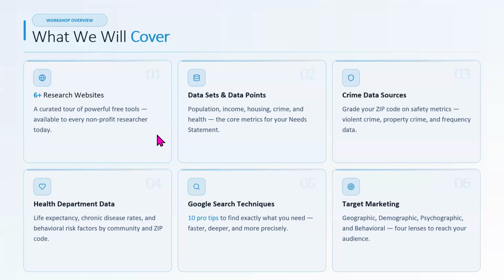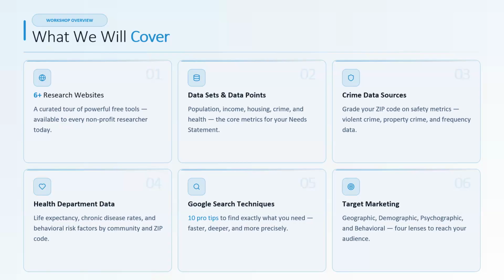Okay, so what are we going to cover tonight? First, we're going to be looking at 6 different research sites. Then we're going to talk about data sets and data points. When we talk about data sets and data points, we're talking about population, income, housing, crime, health, and the core metrics that you need for your need statement.